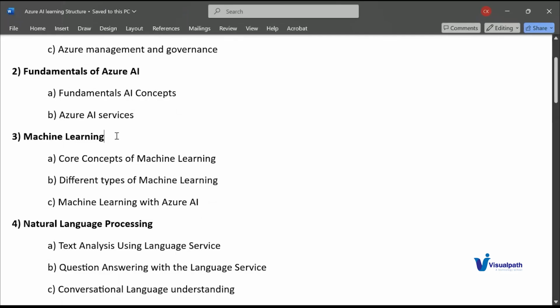Machine learning is the starting point, where you will learn the core concepts of machine learning, the different types of machine learning, and the models present in machine learning, like supervised models and unsupervised models. We'll cover all these important models, take different data sets, and train them on different machine learning models, so that you also get hands-on experience.